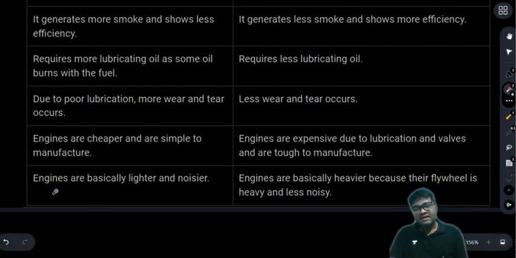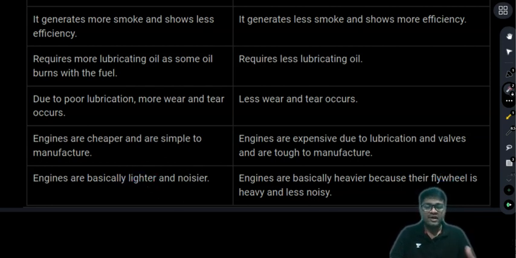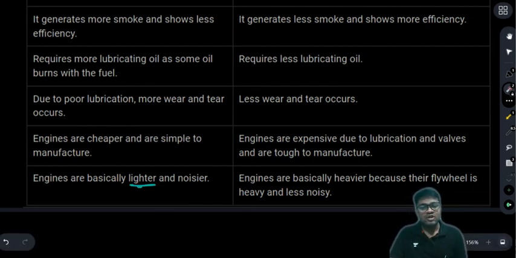Okay. And two-stroke engines are basically lighter and noisier, right? Lighter we can understand because there are no valve mechanisms. Another thing we will talk about is the flywheel. A smaller flywheel diameter is used, right? Sometimes the flywheel is also not required. So lighter because there is no flywheel. What is the function of the flywheel? We'll discuss that. But noisier, why?